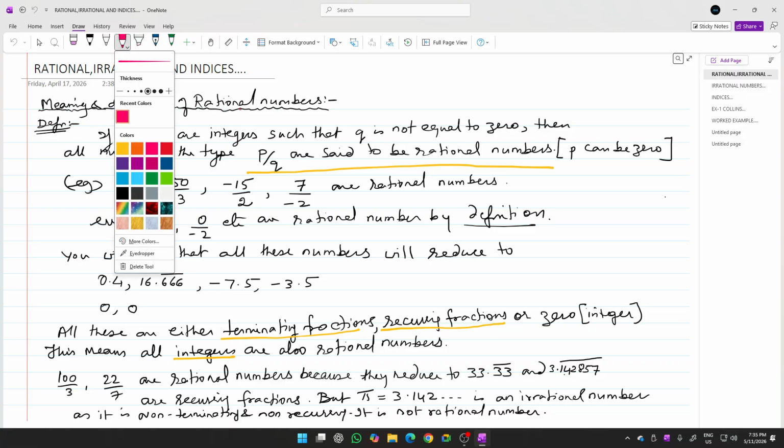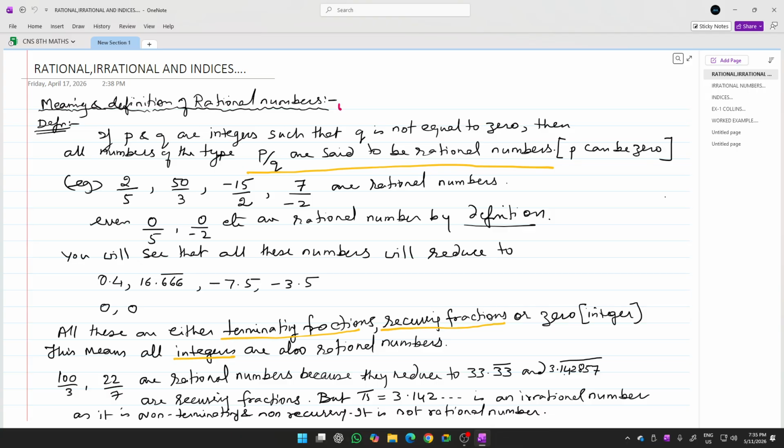Okay. So first we are going to start with the meaning and the definition of rational numbers. See, definitions are many for rational numbers, but the main thing is you should understand what are rational numbers. Okay. So there is not only one approach and one definition to understand rational numbers. There are many ways in which you can conclude whether a number is a rational number or whether it is an irrational number. Okay. So the definition of rational number is precisely this one. It starts from here. This is the definition, right?